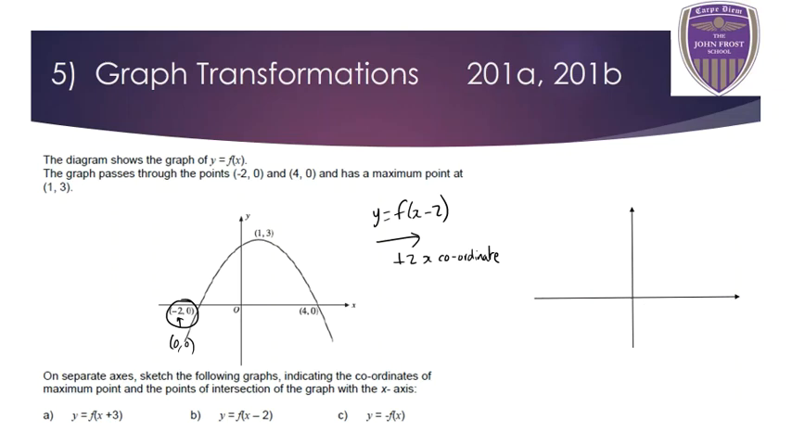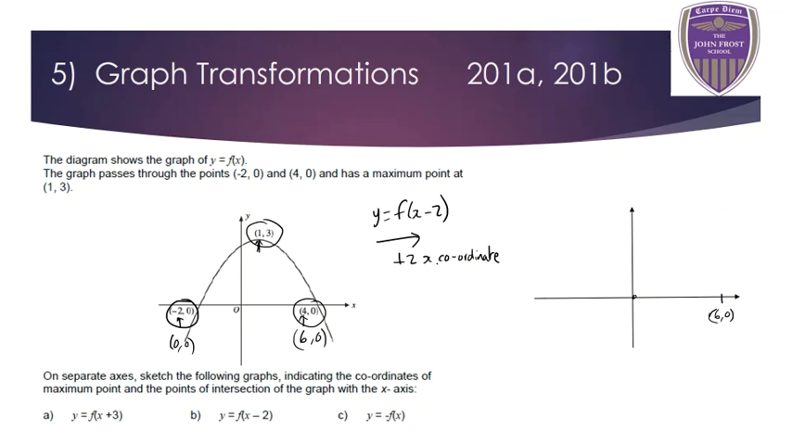So we know it's going to cross through here. We go to this coordinate here. It's 4 in the x coordinate. We're going to add 2, so that's going to change that coordinate to 6, 0. I'm going to come just a little bit further over here. 6, 0. And then finally, the maximum point of the graph is 1, 3.